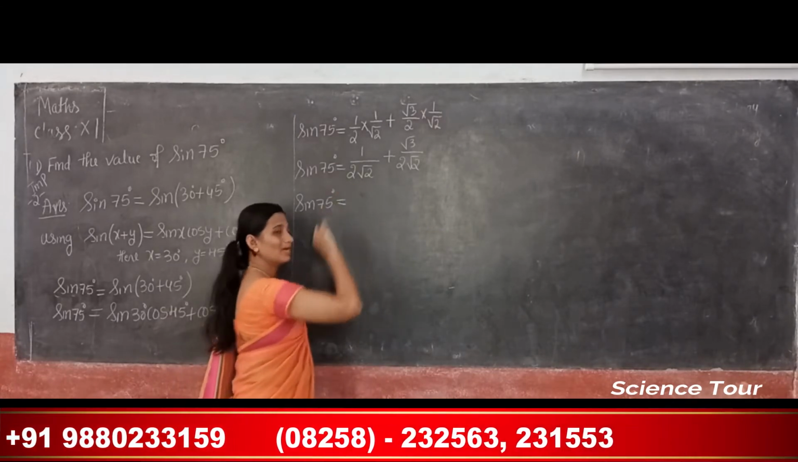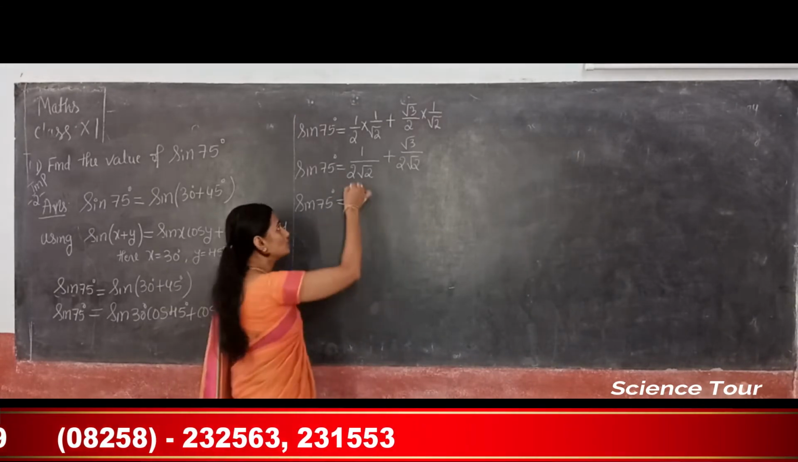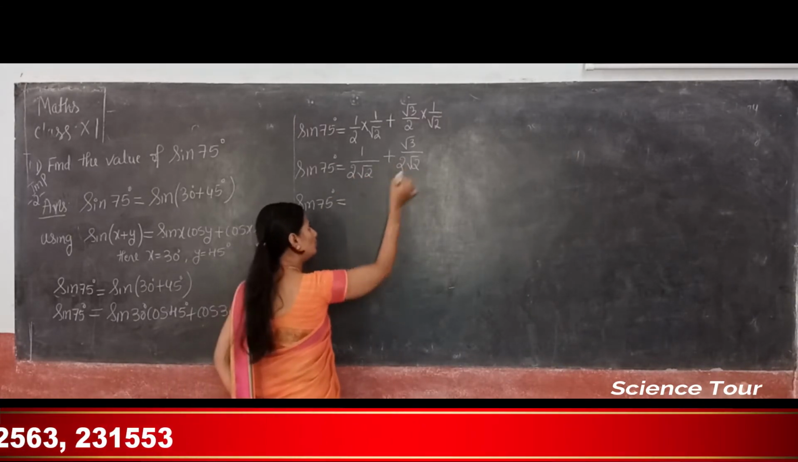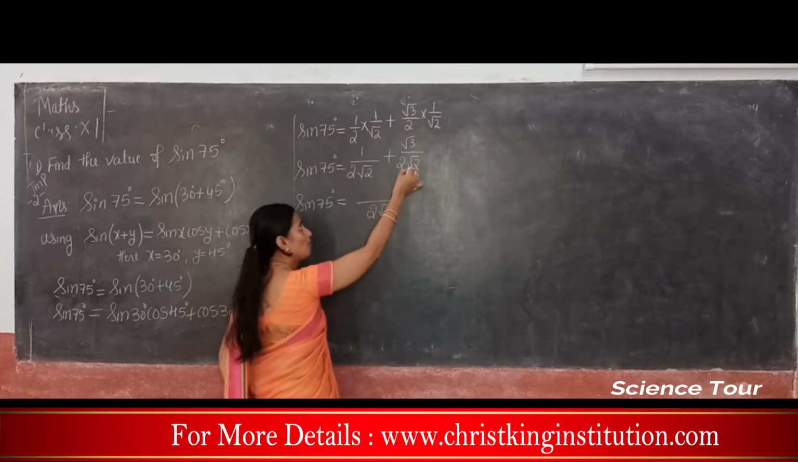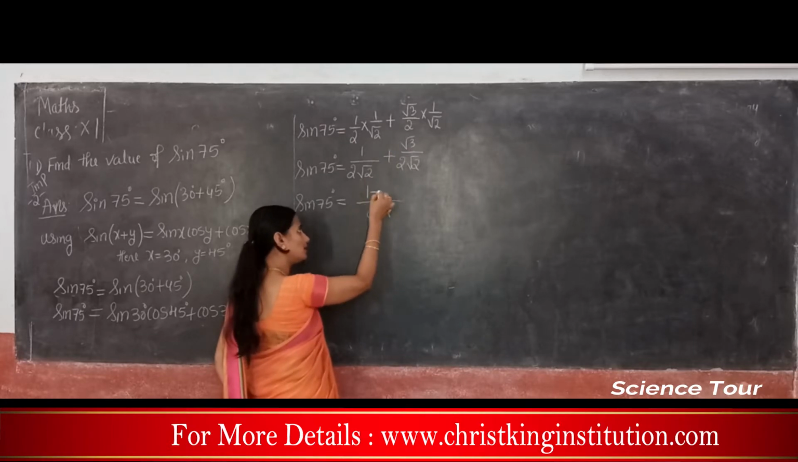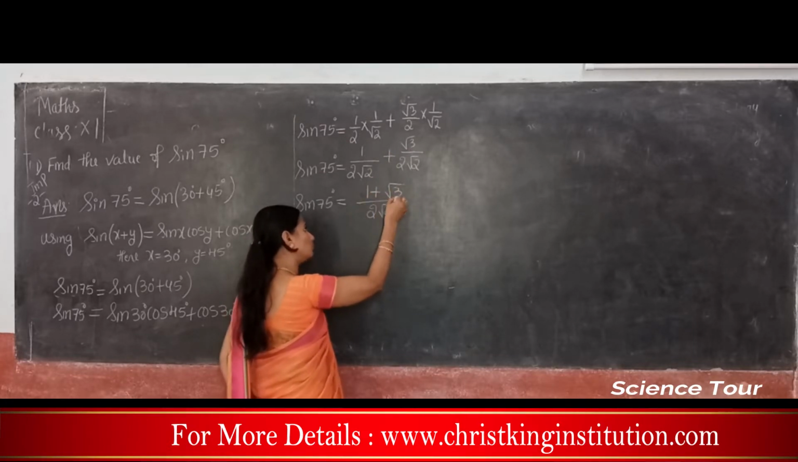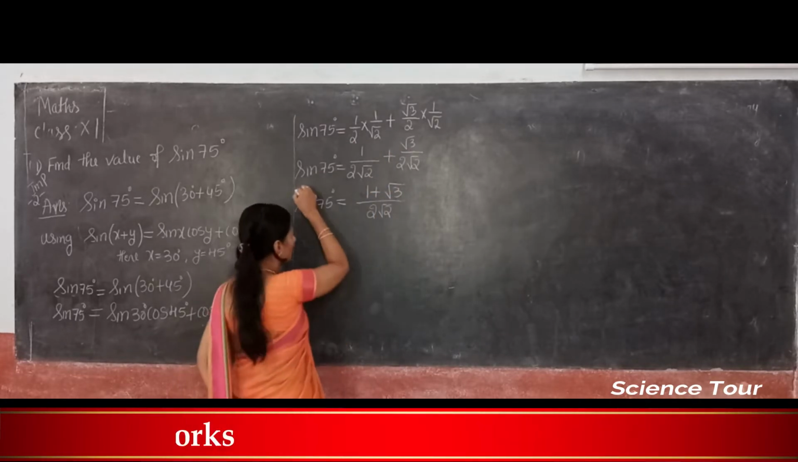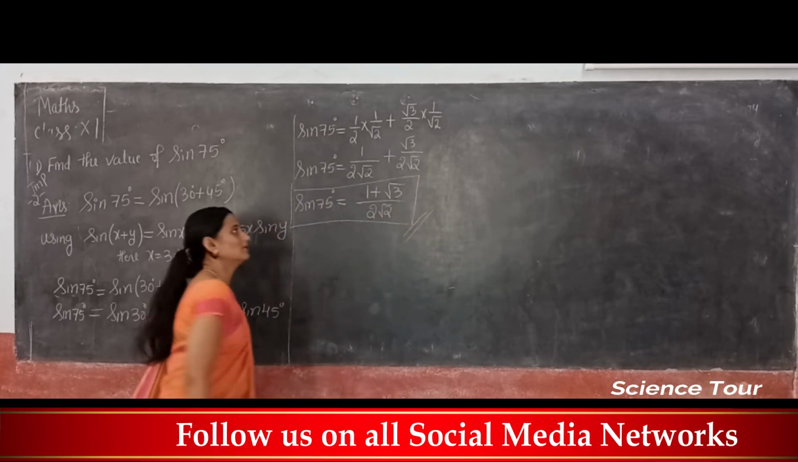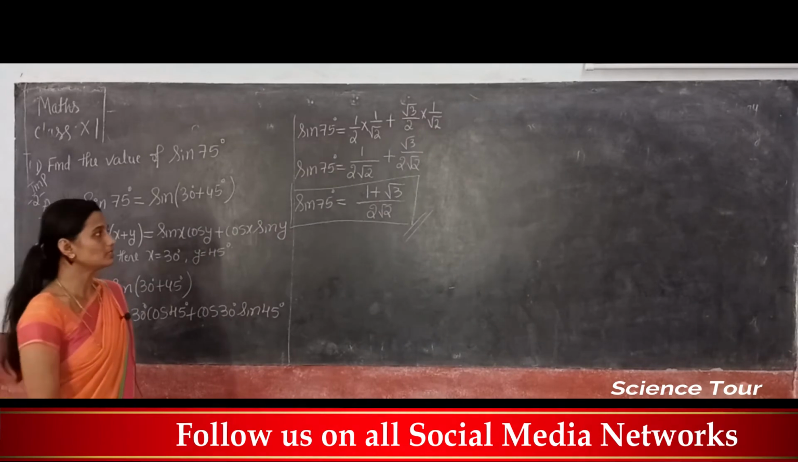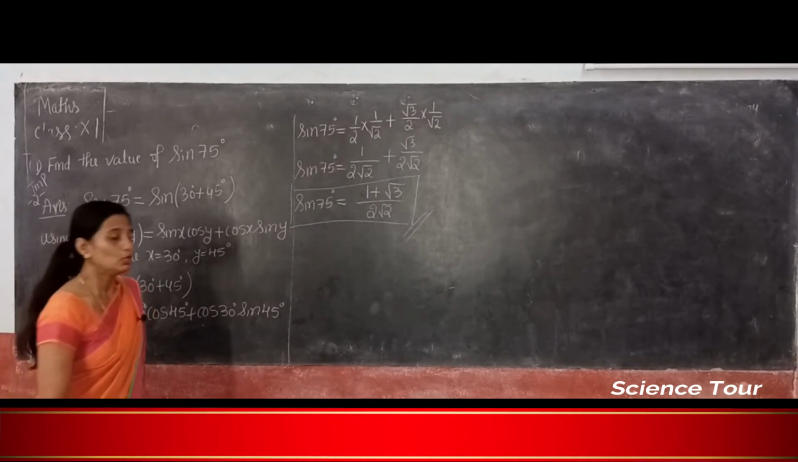How to simplify? By taking LCM, right? So 2 root 2 and 2 root 2, the LCM is 2 root 2, correct? So the denominator is the same, so directly add the numerators. So 1 plus root 3. So this is your answer. So what is your sin 75 degree? Sin 75 degree is 1 plus root 3 divided by 2 root 2.